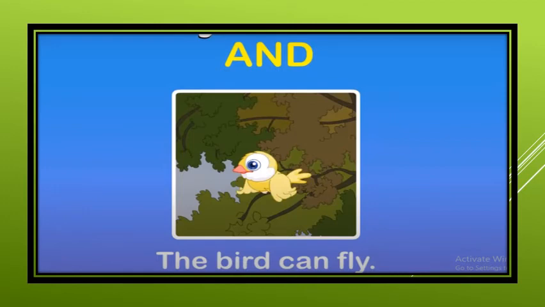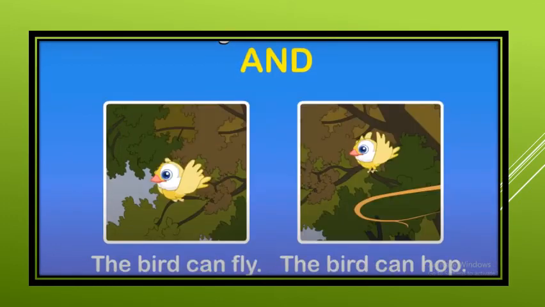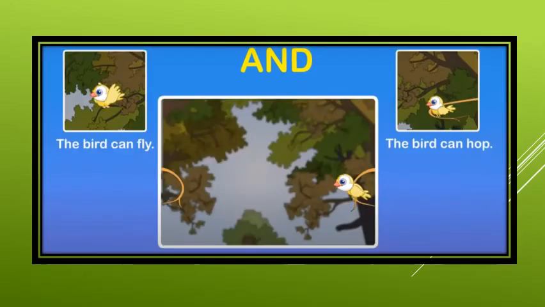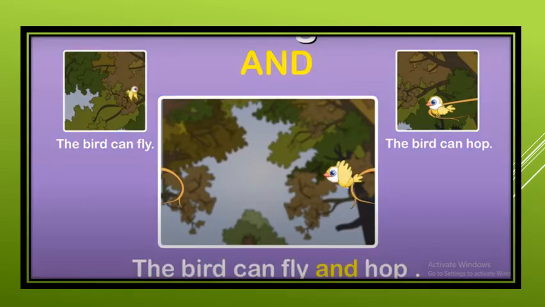Let's have a look at another example. The bird can fly. The bird can hop. So the bird can do two things. So you are going to use and in it. The bird can fly. The bird can hop. So and is used in this. So you can see the usage of and here. The bird can fly and hop.